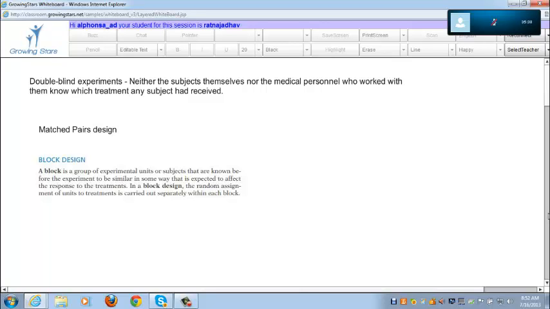Okay, go ahead. Predicting the results and then grouping them accordingly? Yes.